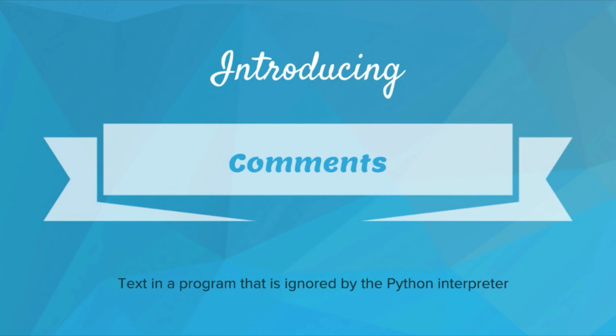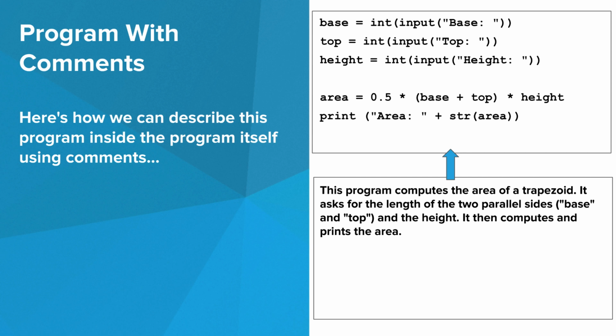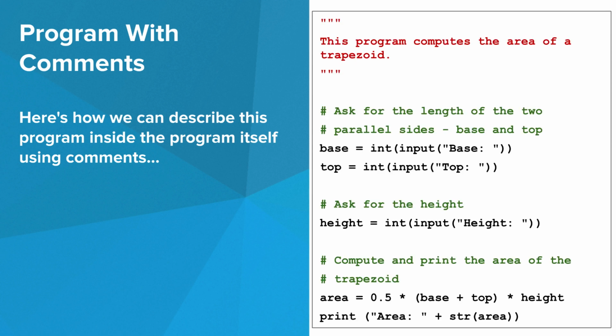Yay! Comments. A comment is text in a program that is ignored by the Python interpreter. Let's take the description from the last example and inject it into the program itself using comments. When we do that, it looks like this. There are a couple of types of comments here, the red one and the green ones, and I'll explain what they are in a second.